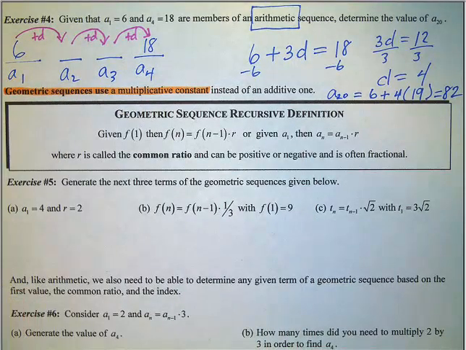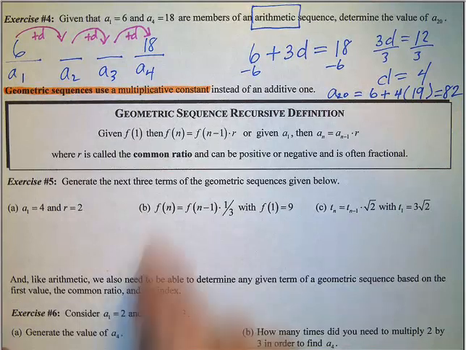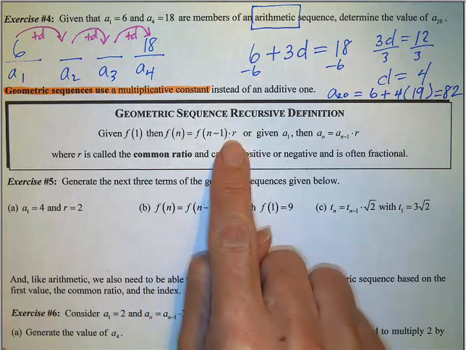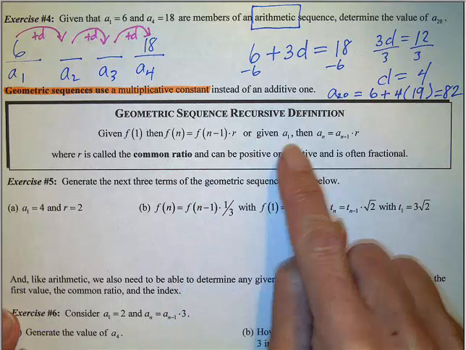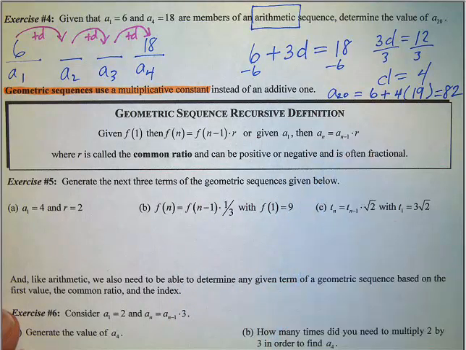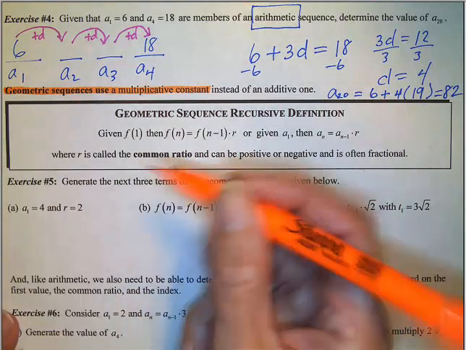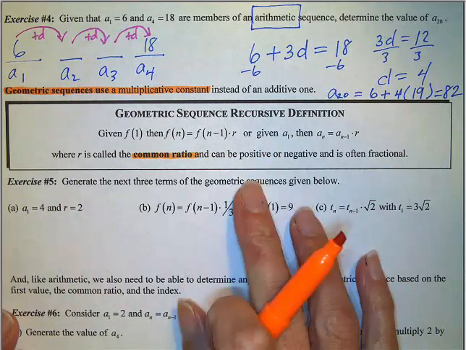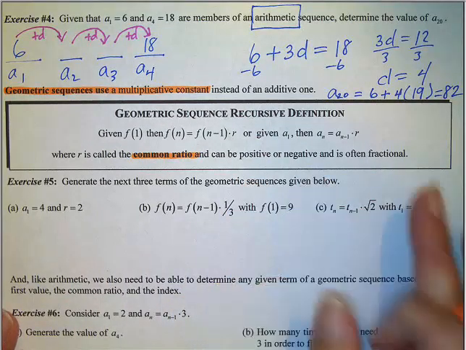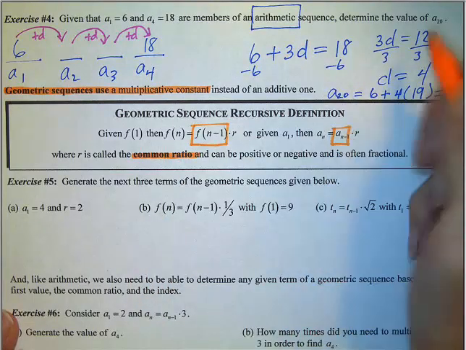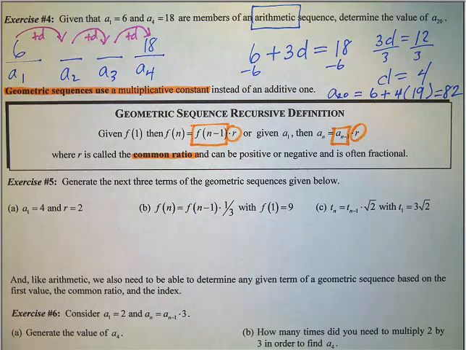Arithmetic is adding. So again, it doesn't matter with our recursive. Some term equals the term before, but because it's geometric, we're multiplying. If it's a subscript form, it's a sub n equals the previous term times r. Now it's called a common ratio. And again, it can be positive or negative and is often fractional. So again, this piece is the same and we're multiplying both of them by r.